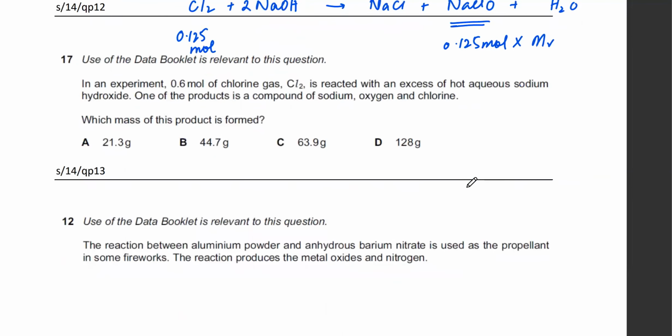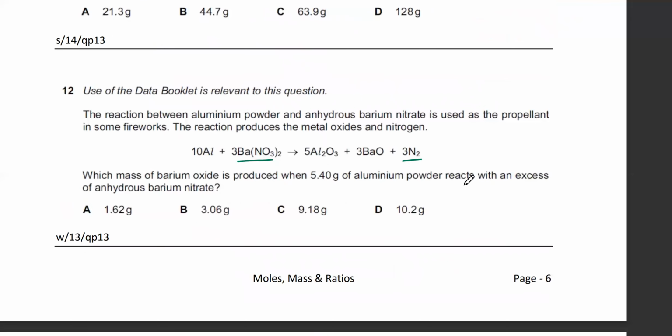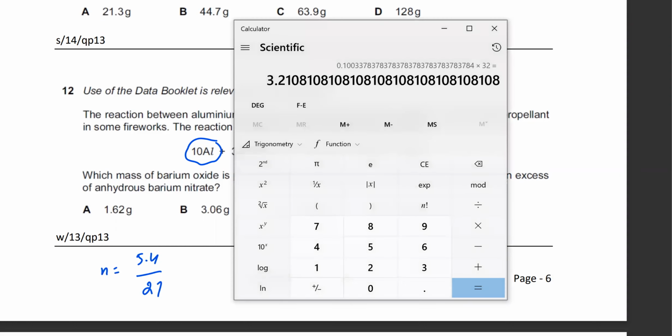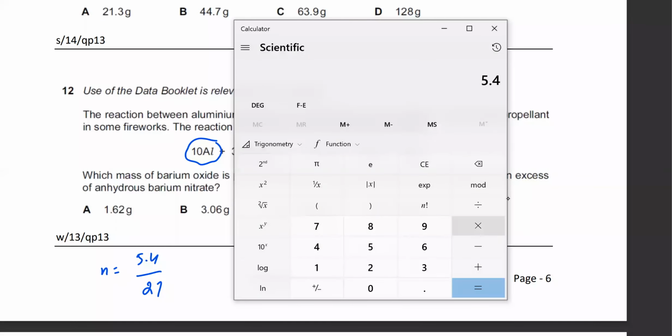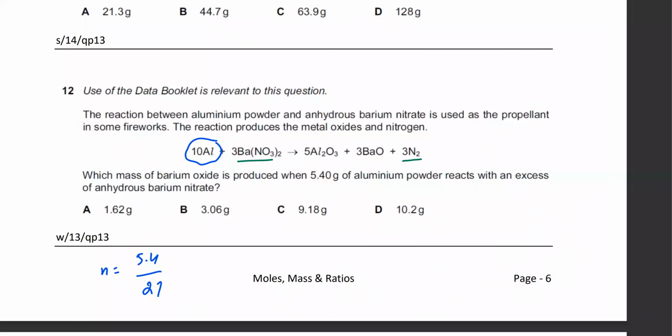The other one is a similar type of question. This one as well. You're given 5.4 grams of aluminium powder. So you can find the moles of aluminium: 5.4 divided by 27, which is the AR of aluminium. You do that, and you get 0.2 moles. What is he asking?